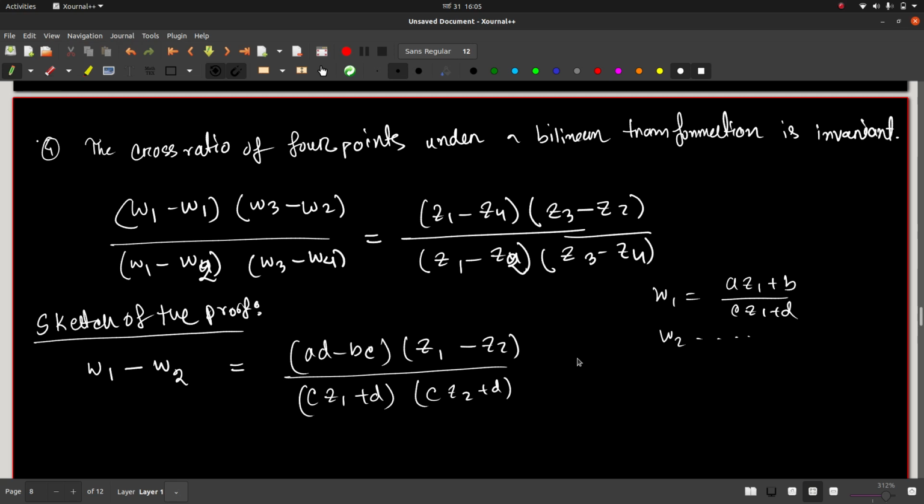And if you manipulate this thing with this W3 W2 and W3 W4, you can end up getting this result. This is very easy to show. Or what you can do is that you can do a brute force thing, that first find W1 minus W2. Oops, it should be W1 minus W4 over here.